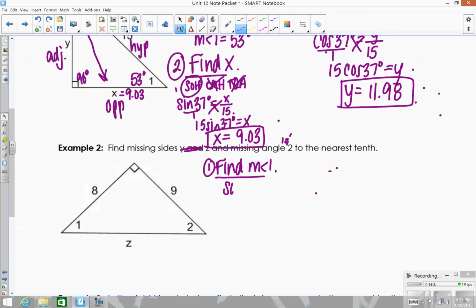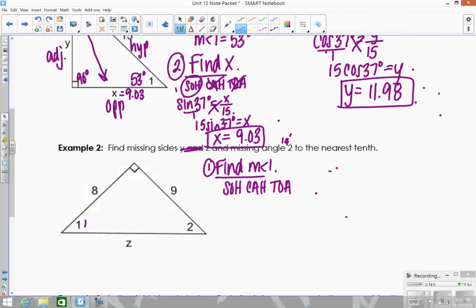I have to think of this in terms of SOHCAHTOA, because I can't just subtract the angles from 180 this time, because I only know one angle. I only know the 90-degree angle. So if I do 180 minus 90, all that's telling me is that these two angles have to add to 90, which we already know.